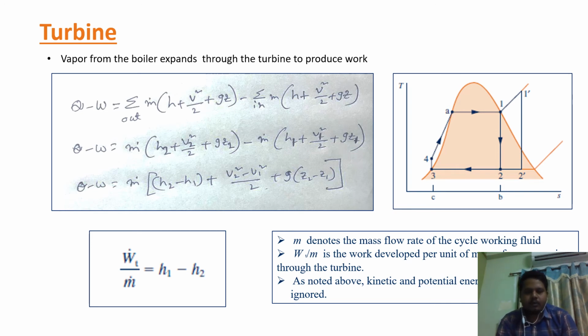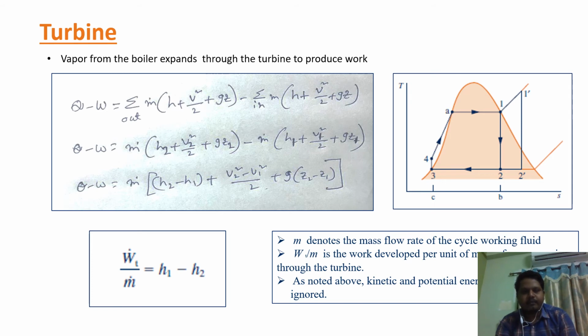Okay, now when we apply the first law to this turbine, you see this turbine is an open system. Why? Because the steam is entering the turbine and leaving the turbine. So there is mass flow, and also there is energy transfer. So this is an open system.